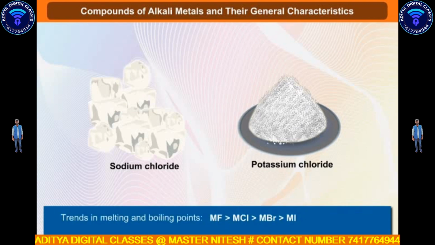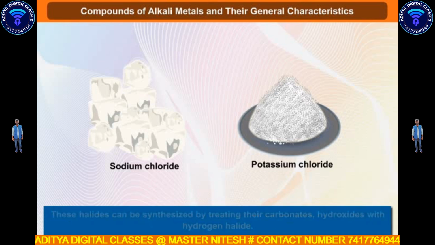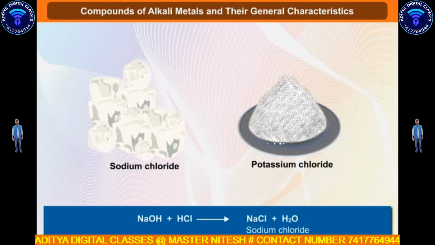The melting and boiling points always follow the trend: metal fluorides greater than metal chlorides, greater than metal bromides, greater than metal iodides. These halides can be synthesized by treating their carbonates, hydroxides, with hydrogen halide. Have a look at the following reactions yielding lithium chloride, sodium chloride, and potassium chloride.